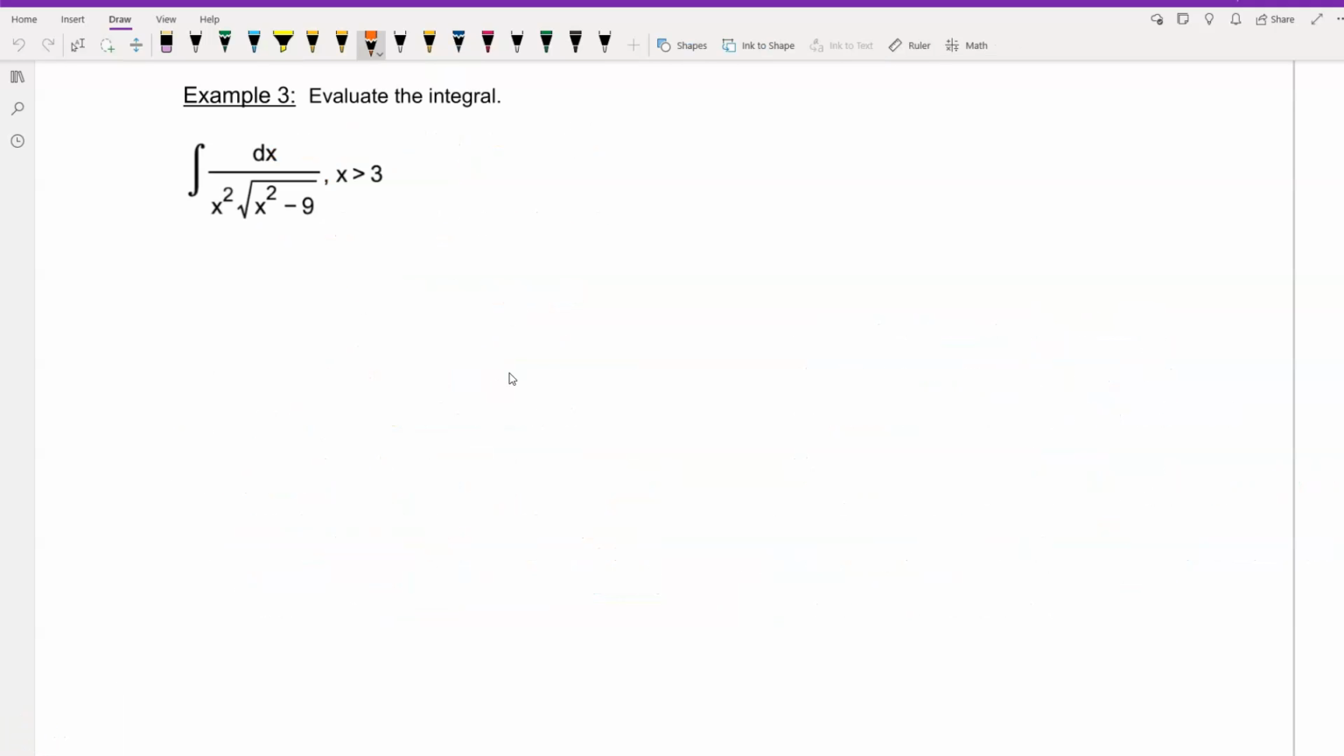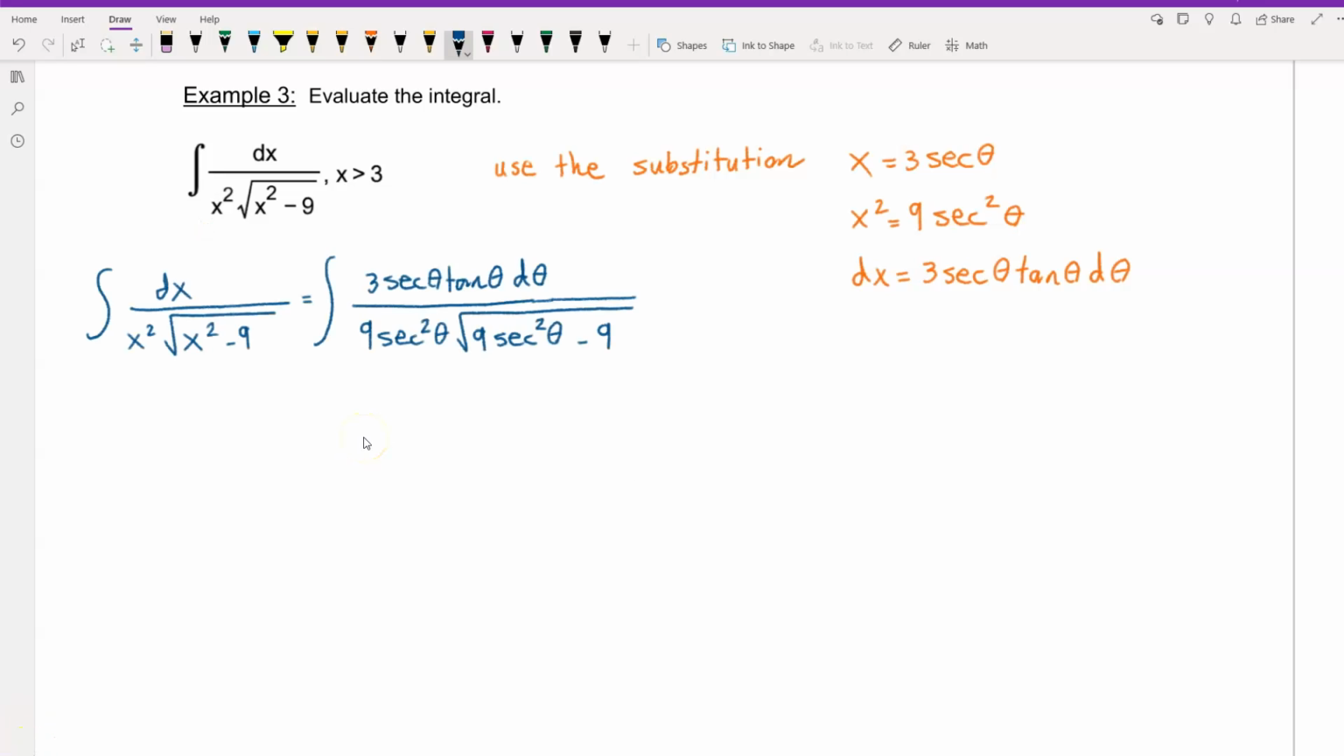Evaluate the integral dx over x squared times the square root of x squared minus 9, where x is greater than 3. In this case, we have to use the substitution x equal to 3 times secant theta. Here we have x squared, so x squared is equal to 9 secant squared. And find the derivative of x, so dx is equal to 3 times secant theta times tangent theta times d theta. So the integral is equal to, instead of dx, I use 3 secant theta tangent theta multiplied by d theta.